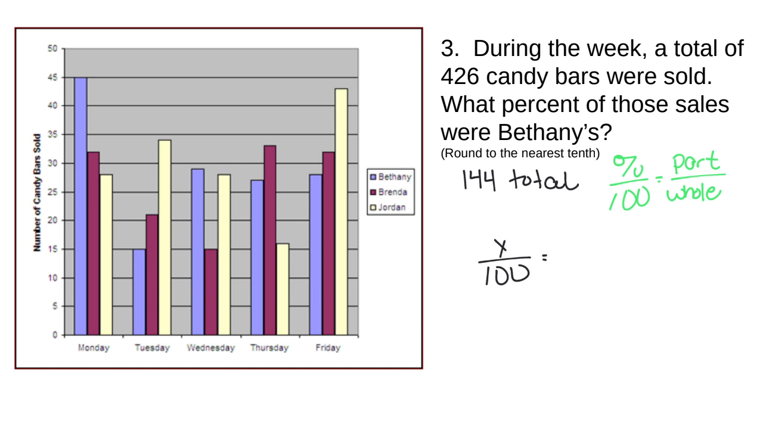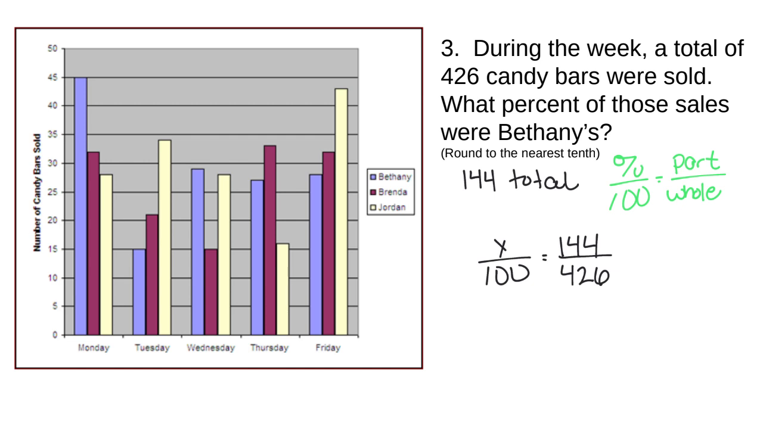And then we need to decide part and whole. So we have 426, which is the total candy bars sold for the week, and 144, which also we have labeled a total. But be careful, that's not the total number of candy bars. That's the total that Bethany sold. She didn't sell every candy bar. She only sold part of the candy bars. She sold 144. So our part is going to be that 144 because that's the part that Bethany sold out of the total number sold, which is 426.